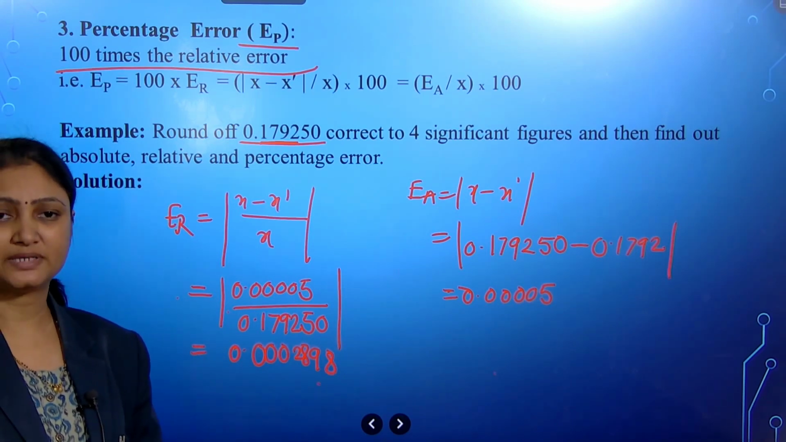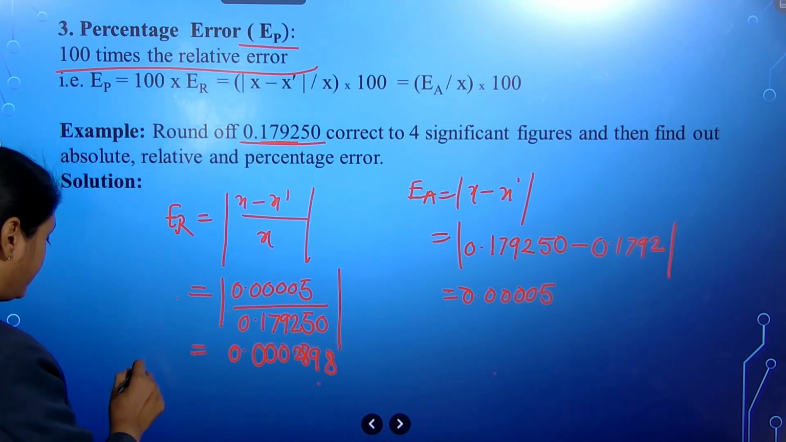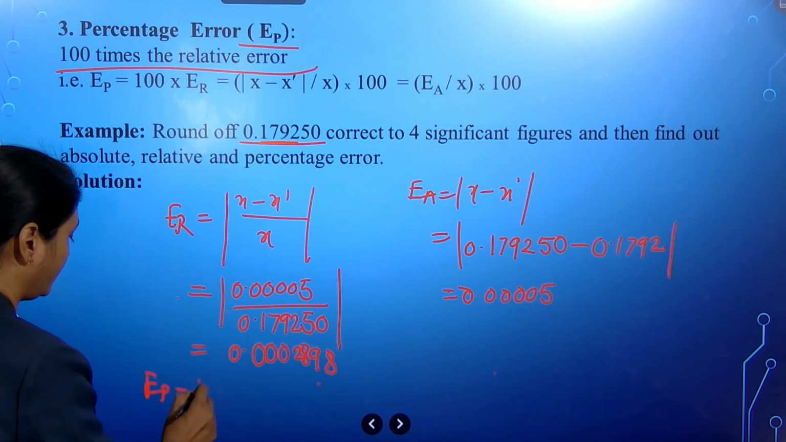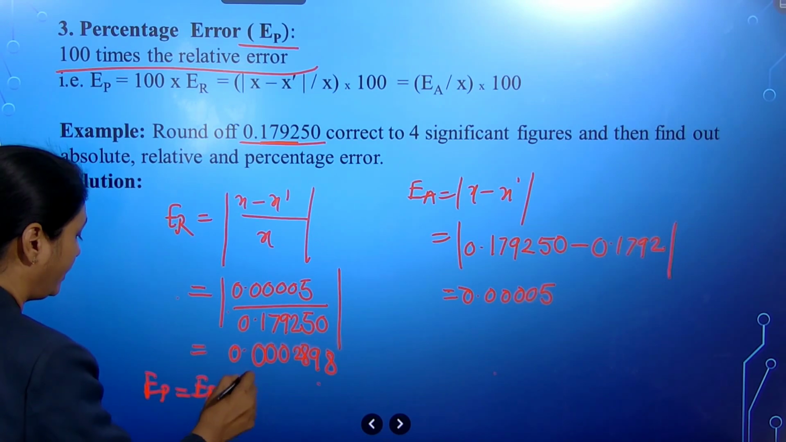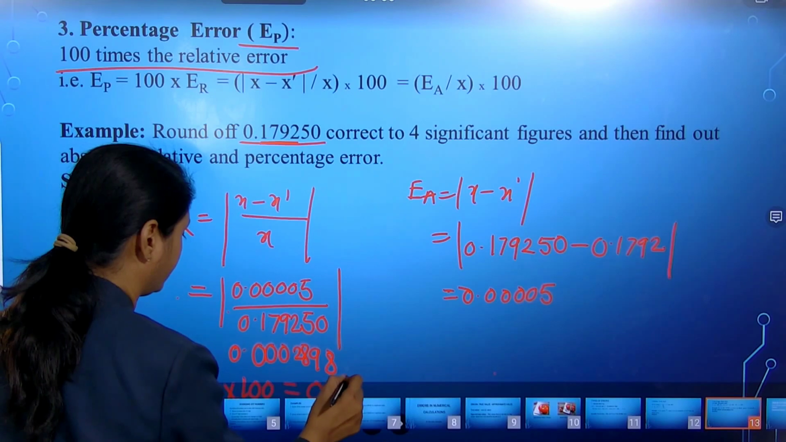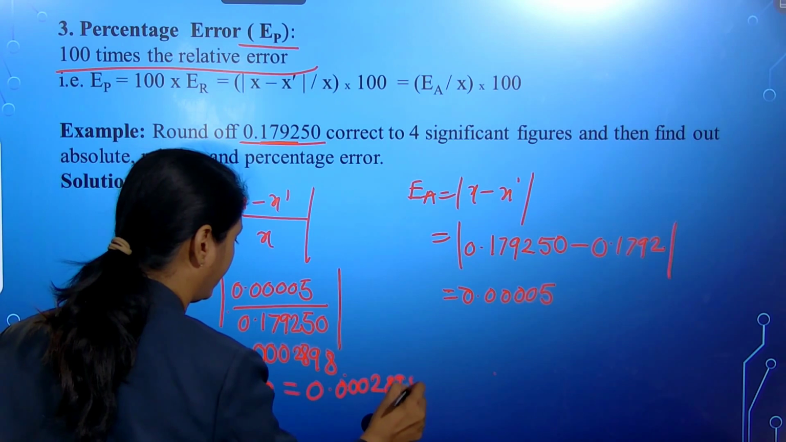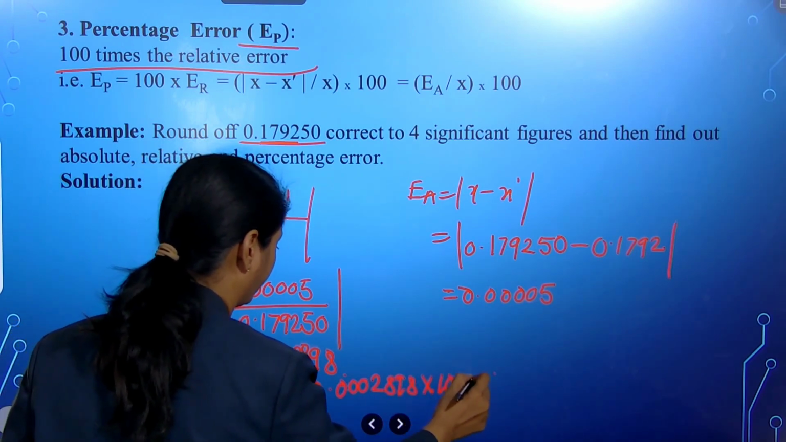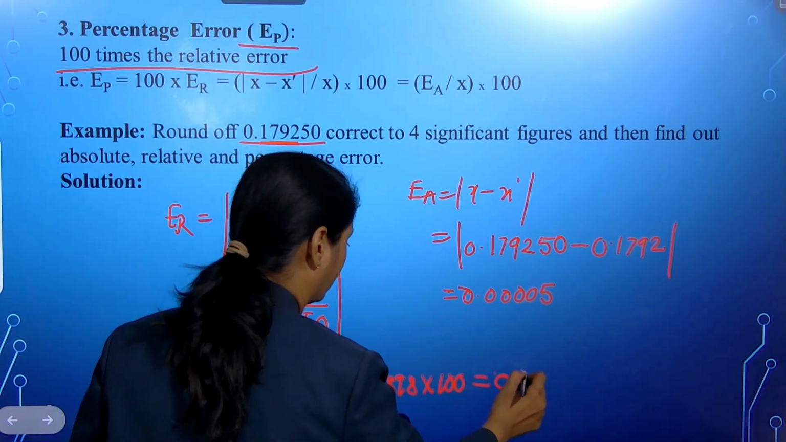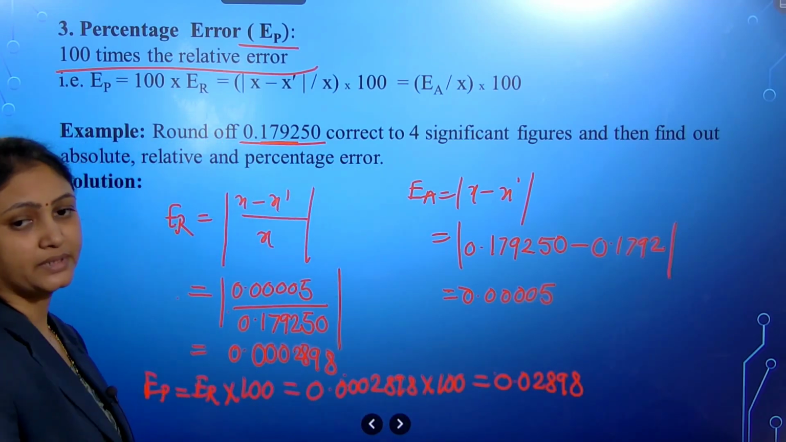Now we have to calculate the percentage error, and it is nothing but 100 times the relative error. So EP is equal to ER into 100. So this is equal to 0.0002898 into 100, and this is equal to 0.02898. So this is the percentage error.